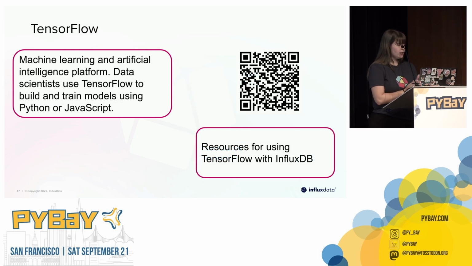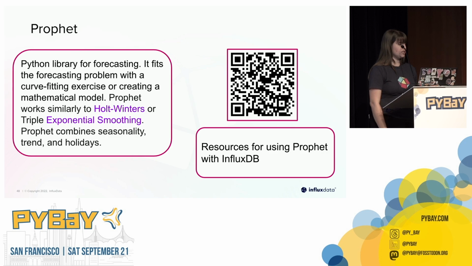You have TensorFlow, which is for machine learning and artificial intelligence. Data scientists tend to use TensorFlow for building and training models using Python or JavaScript. Here, we have some resources for using TensorFlow with InfluxDB, and again, you can take advantage of the Jupyter Notebook if you intend to use it with other data sources. You have Prophet, which is a Python library for forecasting. It especially is good for curve fitting exercises or creating mathematical models. It works, as my coworker told me, very similar to Holt-Winters or triple exponential smoothing, but it can combine things like seasonality, trends, and holidays.